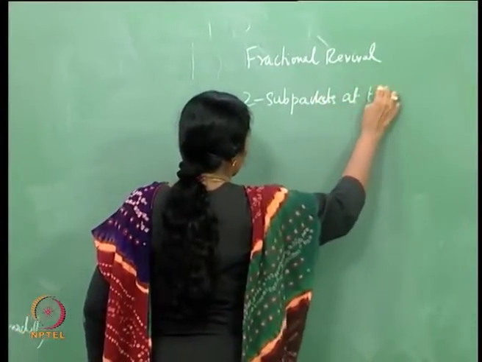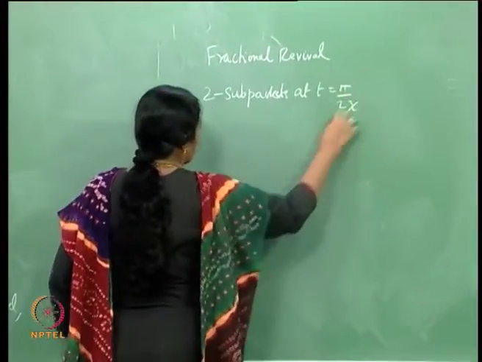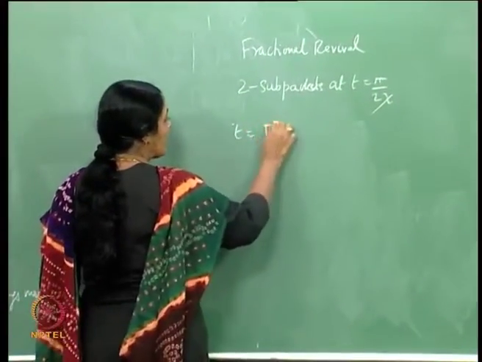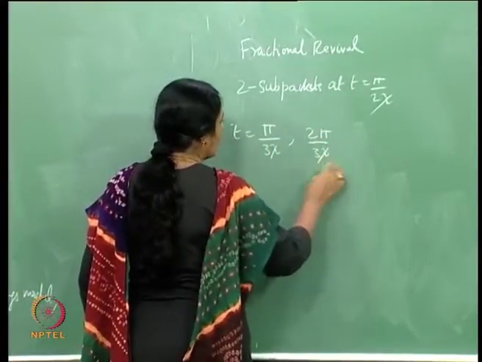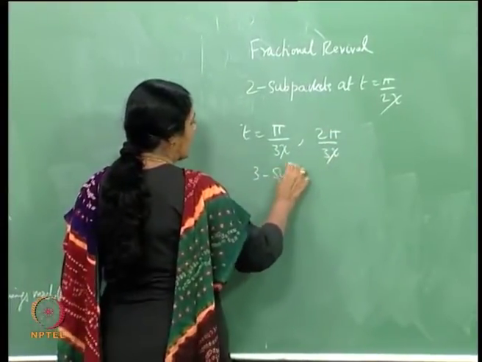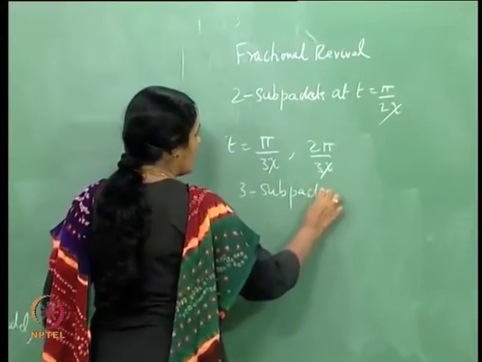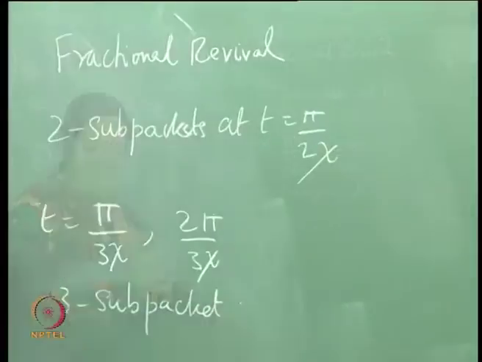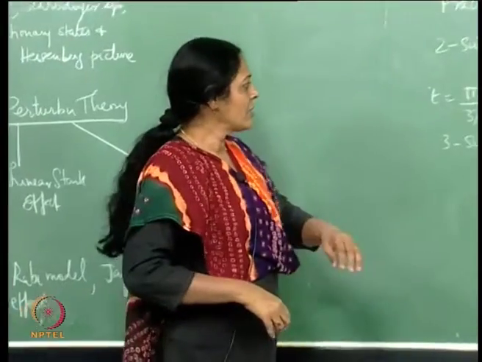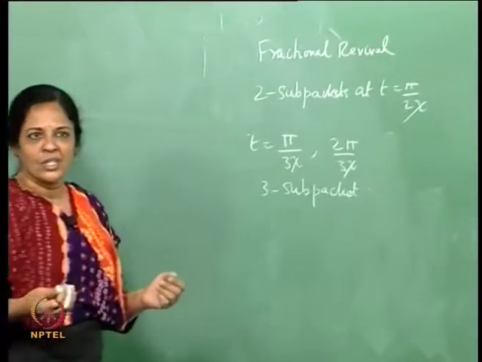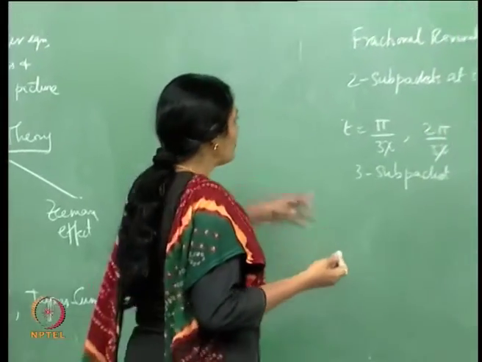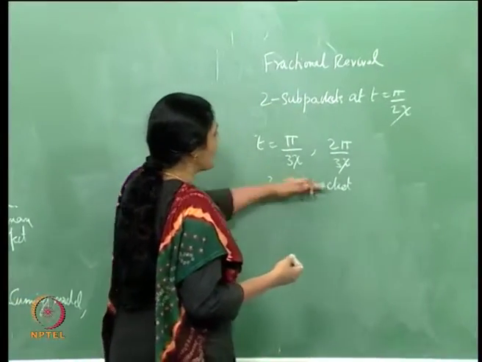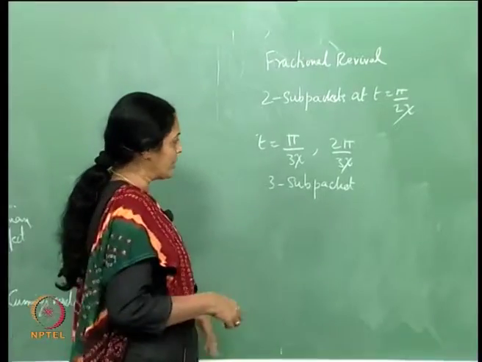At t is pi by 2 chi. Similarly, at t is pi by 3 chi and 2 pi by 3 chi, you will expect a 3 subpacket fractional revival and so on, because there will be 3 Gaussians and so on. So, it fractionally revives. It is a Gaussian form, but not quite a reproduction of the original, but you have 2 Gaussians here, 3 Gaussians here and so on superposed on each other.